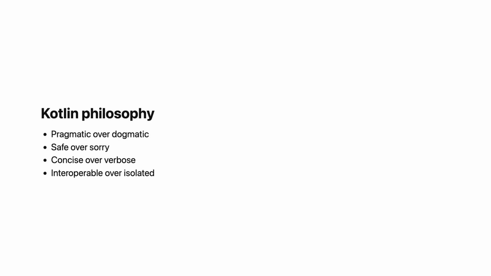Kotlin has a philosophy: pragmatic over dogmatic. Kotlin does not enforce a single paradigm. It supports object-oriented programming, it supports functional programming. Use what works. Safe over sorry. The defaults prevent common mistakes. You can bypass safety when needed, but you must be explicit. Concise over verbose: reduce noise, express ideas directly.